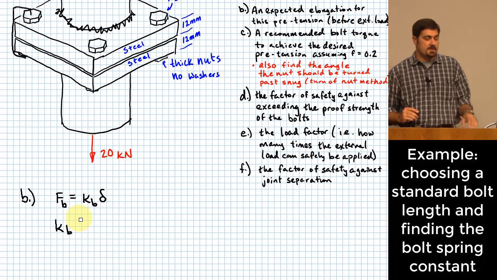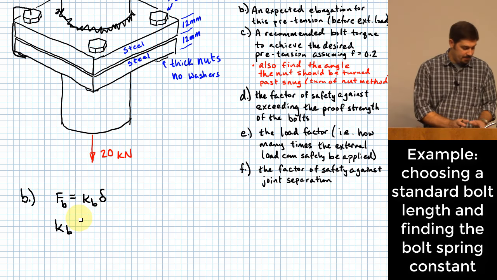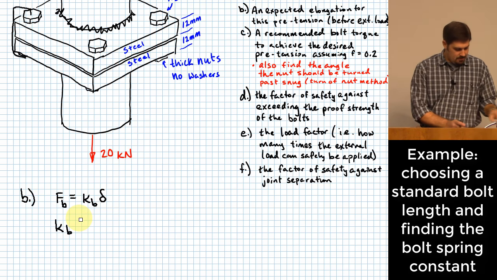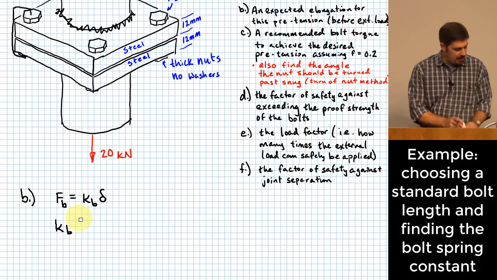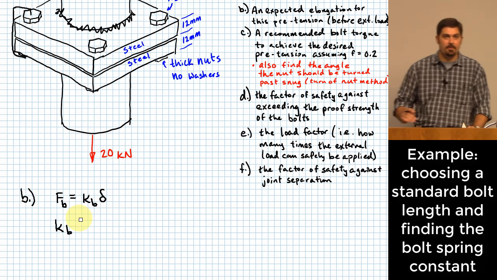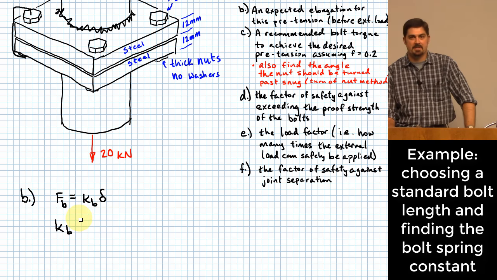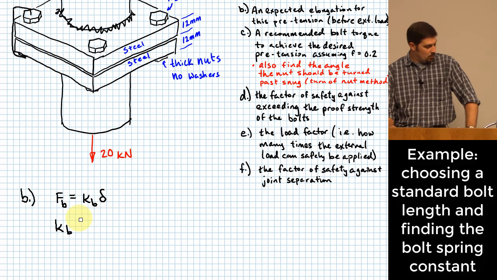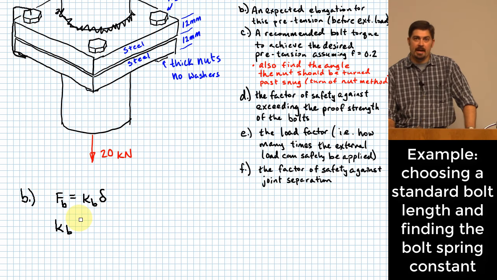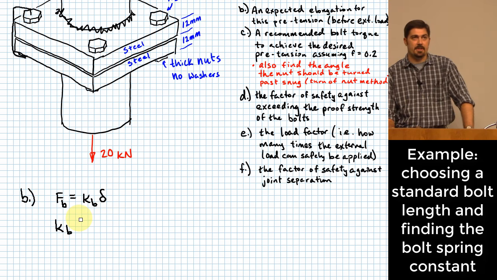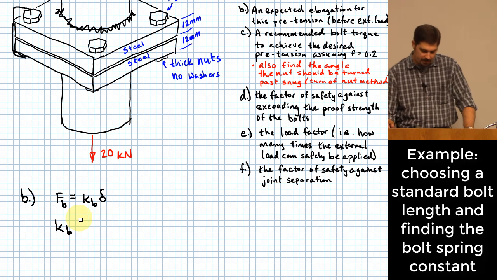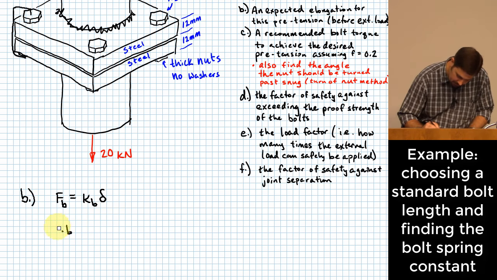Before I can find k sub b, I need to know some other things, right? Page 418, table 8.7, remember that process we went through last time? Okay, we need to know how much threaded length and unthreaded length we have in the grip. We need to know the cross-sectional areas of each as well. So I'll try to be fairly quick about going through this process.